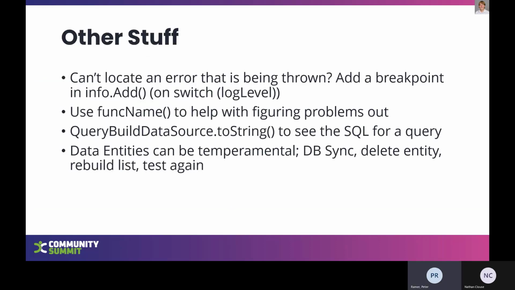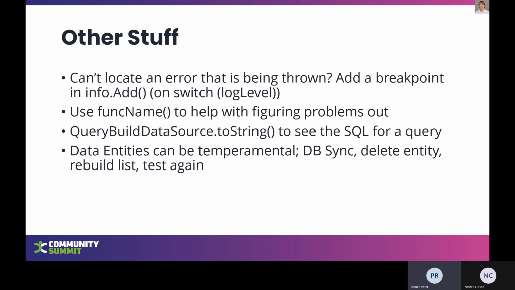Some other stuff. This next one is super, super useful. Let's say you're getting an error message and you can't find where it's coming from. Oftentimes I look in the label file and look for that particular error message, and then I do a find all references on that label. That's really useful that we can do that in D365. But other times we struggle to find that particular label. Maybe that label's got some formatting, some %1s in there. You can actually add a breakpoint to the info.add method.